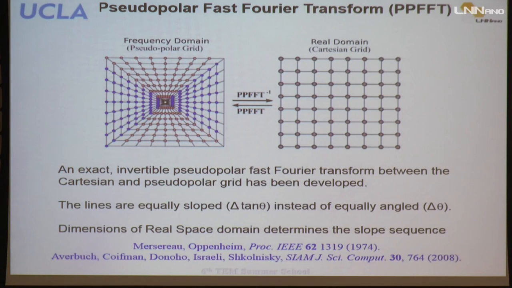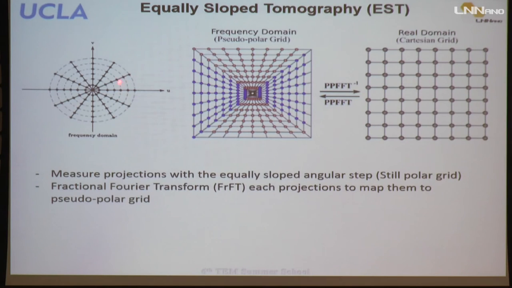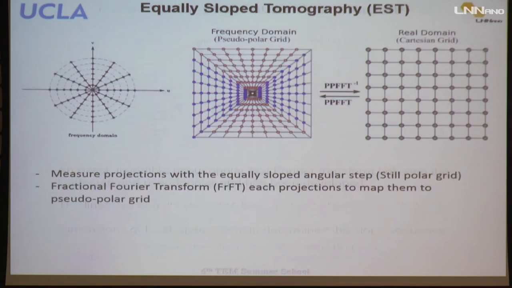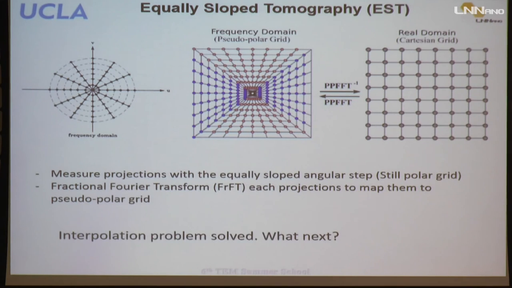But in the usual polar grid, the angular spacing is constant. So we use 1 degree, 1 degree, 1 degree, the same angle step, to measure projections. In this pseudo-polar grid, it's not equal angle, it's equally sloped. So we take equal tangent theta steps, and take different projections. When you take projections at these specific pseudo-polar angles, then we can do the direct Fourier transform without interpolation. So the interpolation problem is solved.